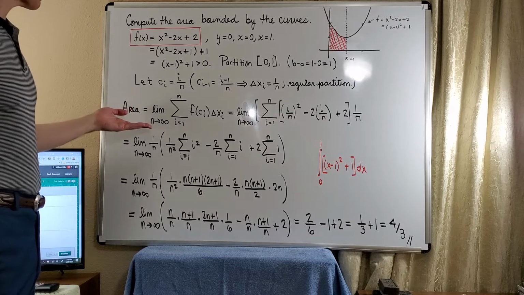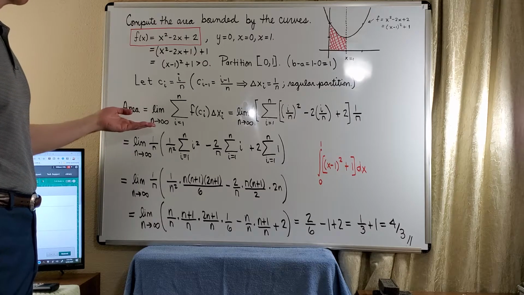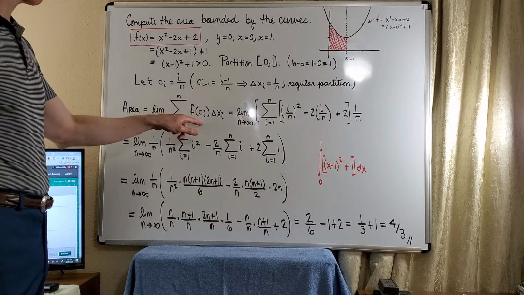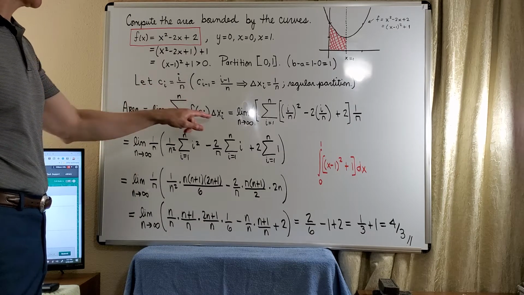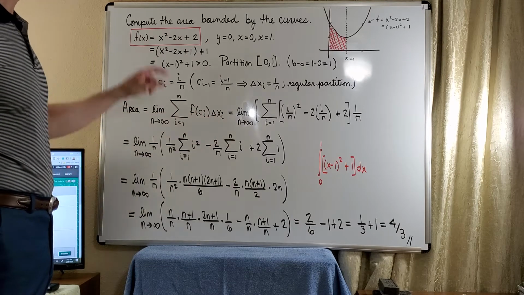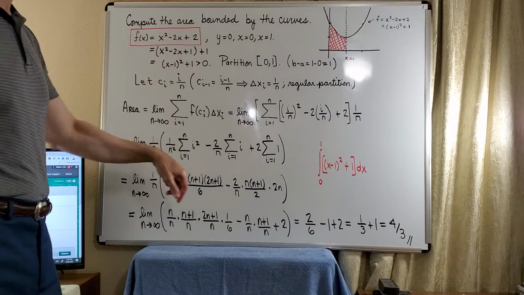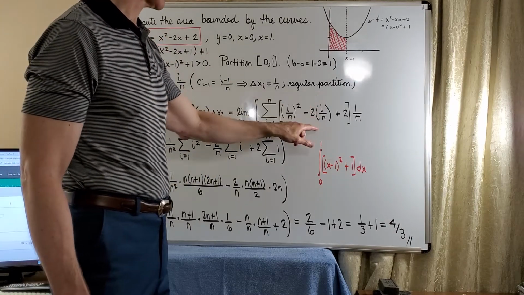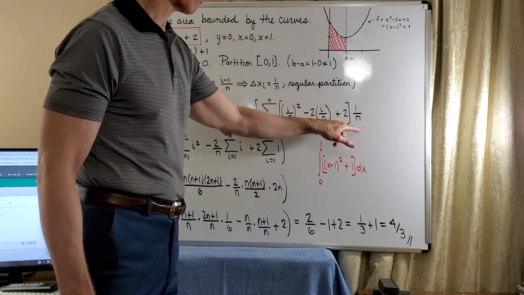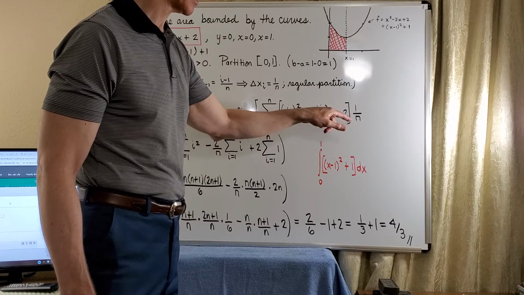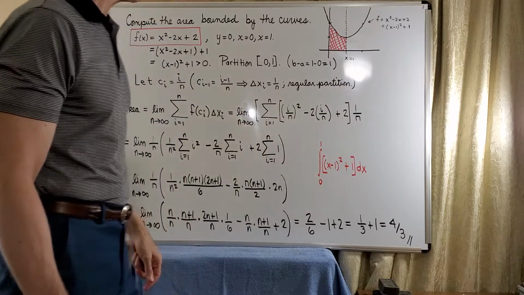Now, in this particular case, the area will be the limit of the Riemann sum. So we evaluate f at the c sub i, and we multiply by the length of the ith subinterval. So here we go to the red box. So we have (i over n) squared minus 2 times (i over n) plus 2. And then, of course, we have a regular partition, so the length of the ith subinterval is just 1 over n.